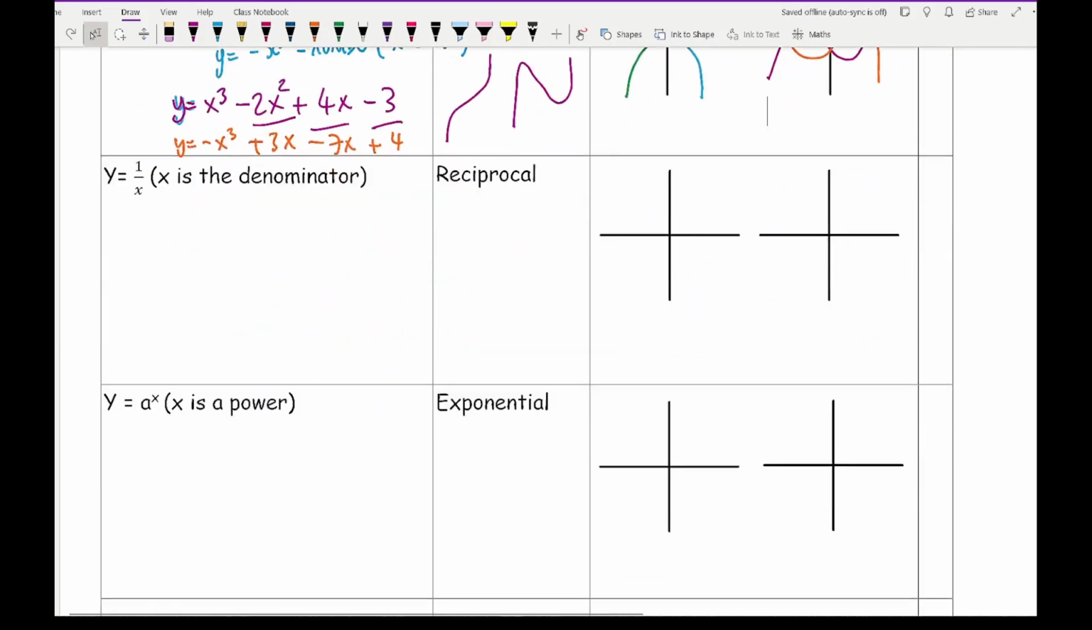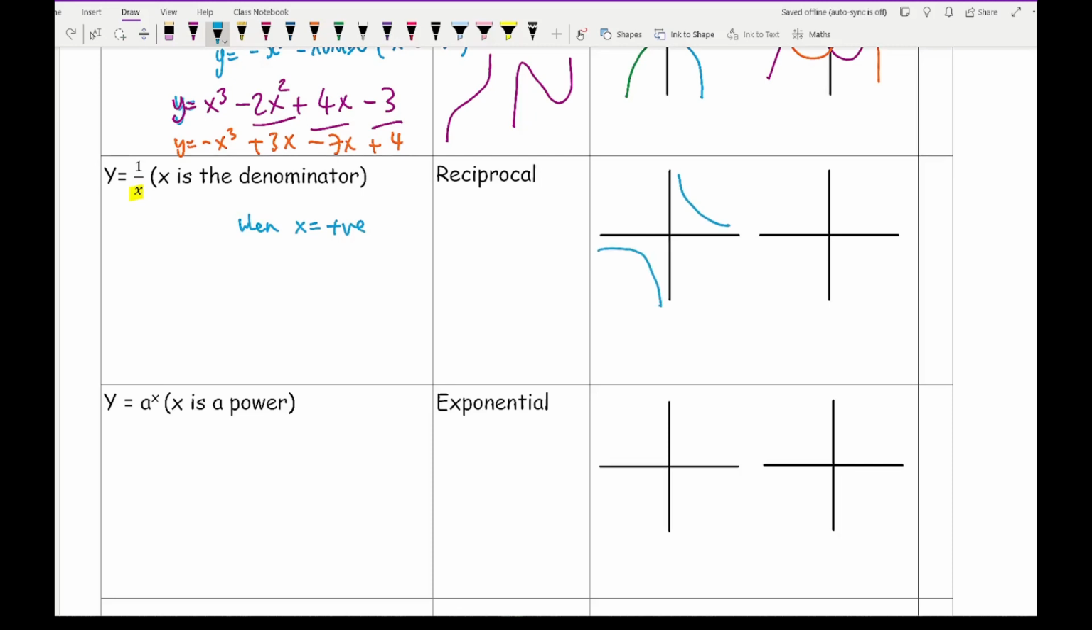The next type of graph we can look at is reciprocal. This is when x is the denominator, not when x is a fraction, so just make sure you know the difference. So here, this is where x is in the denominator. When we've got x as the denominator, it's going to produce a reciprocal graph which looks basically like this. So when x is positive, the graph will look something like this.